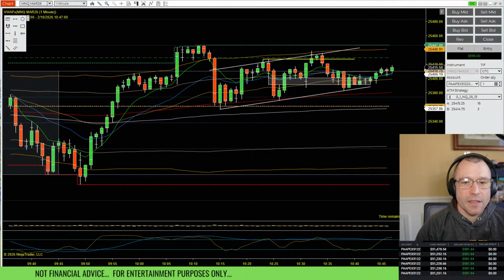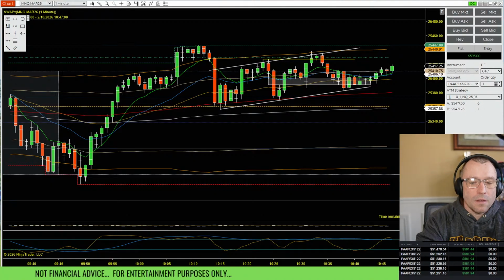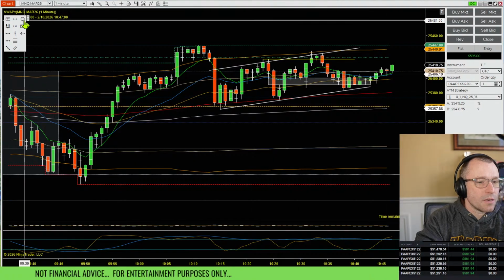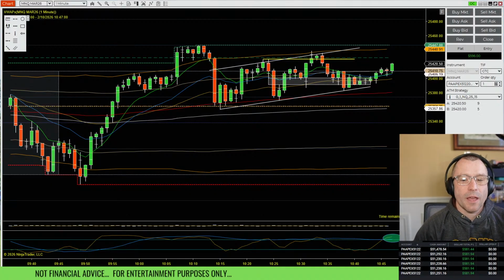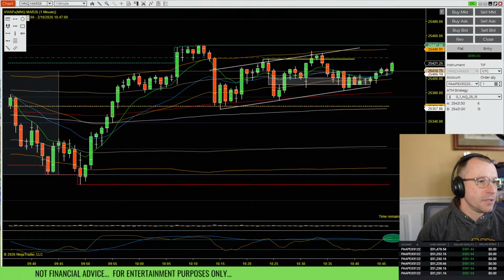I don't like that the stochastic is in overbought territory here. Looking down here, we're above the 80% on that gold line. Doesn't mean it has to come down, but it's something I watch. It's still moving up slowly. We're still on the 1 minute chart.